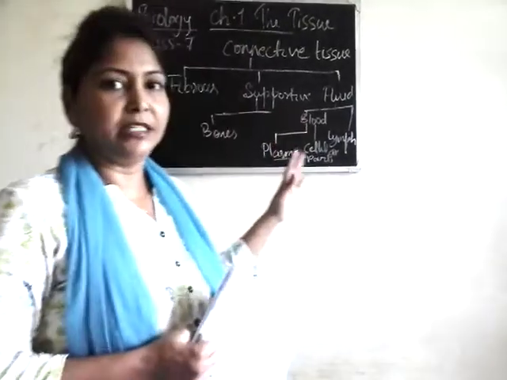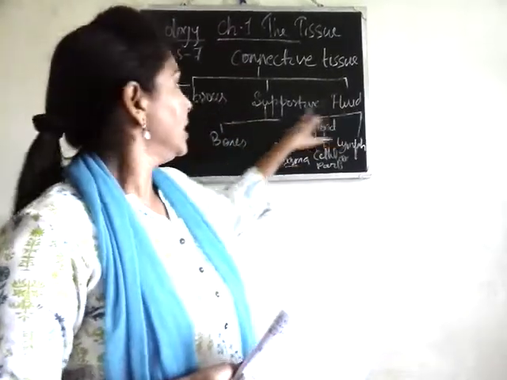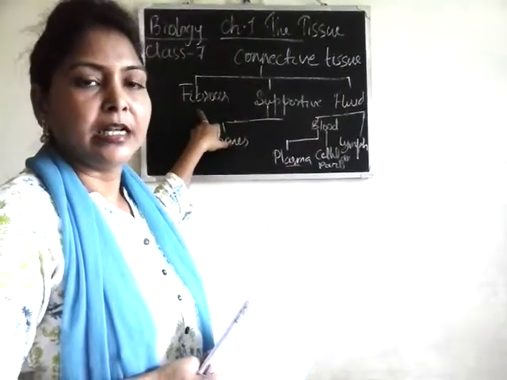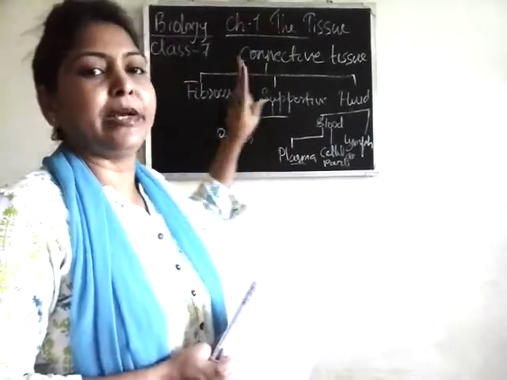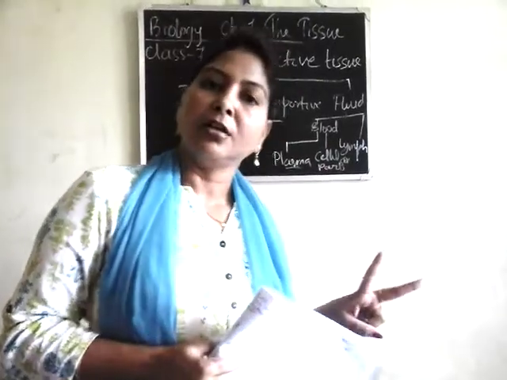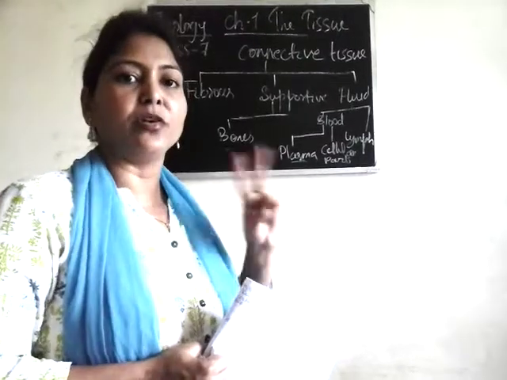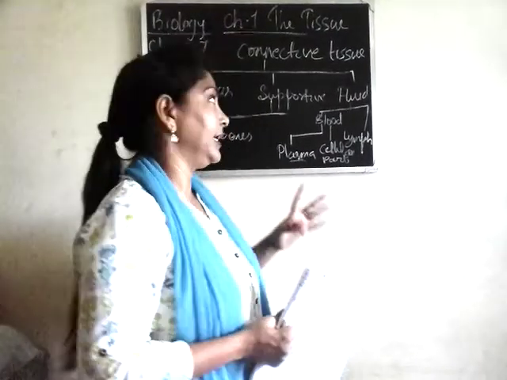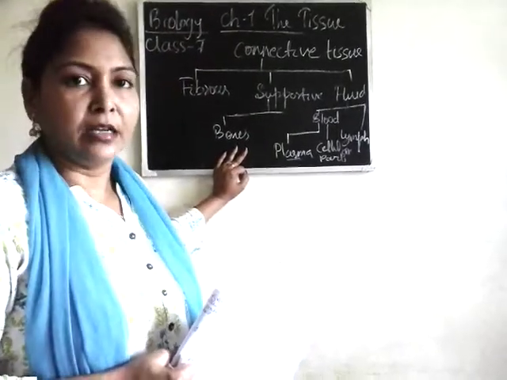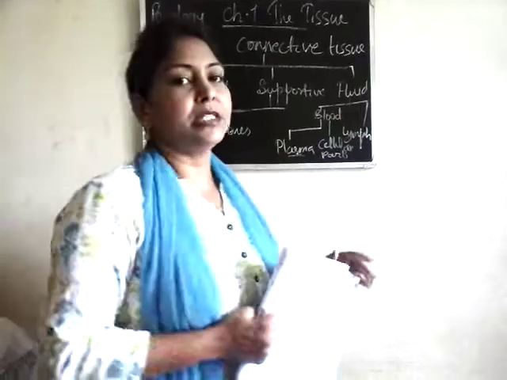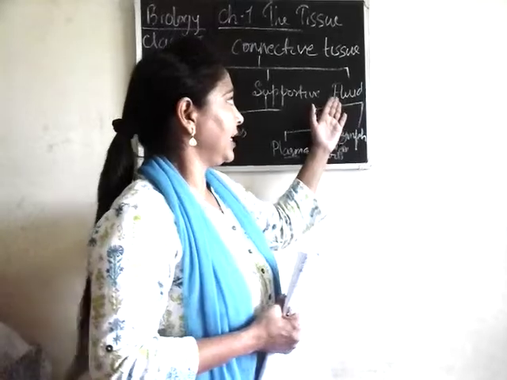So we have completed the different parts of connective tissue: fibrous, supportive and fluid. Fibrous tissues are of two types, loose fibrous tissue and dense fibrous tissue. Loose fibrous tissue comprises areolar tissue and adipose tissue, and dense fibrous tissue comprises ligament and tendon. Then supportive tissue has two parts, bones and cartilage. And the last point of connective tissue is fluid.